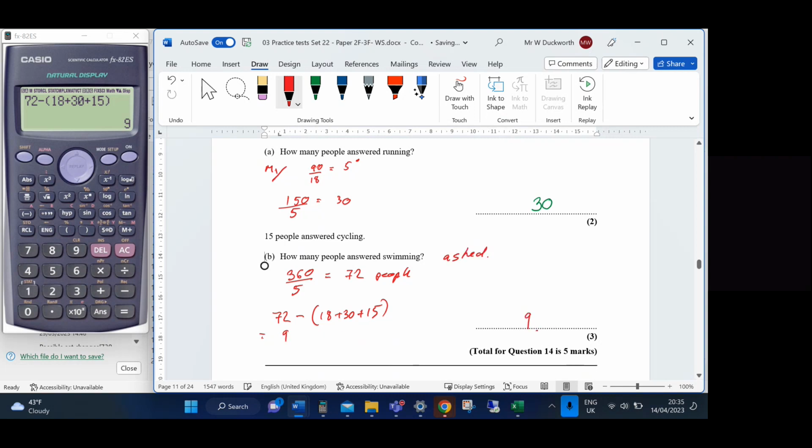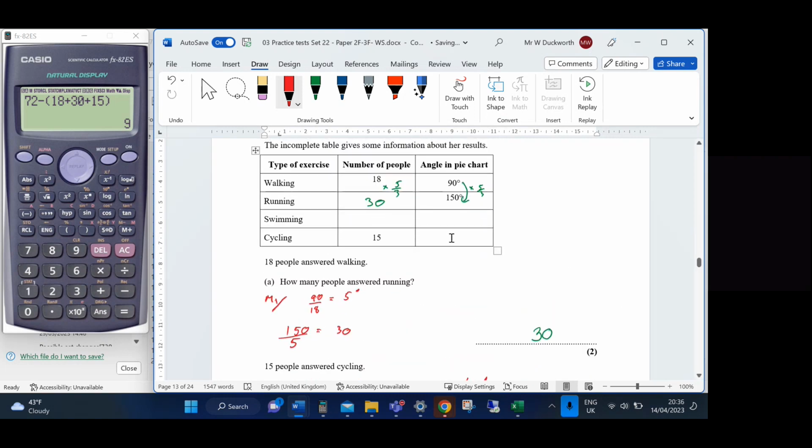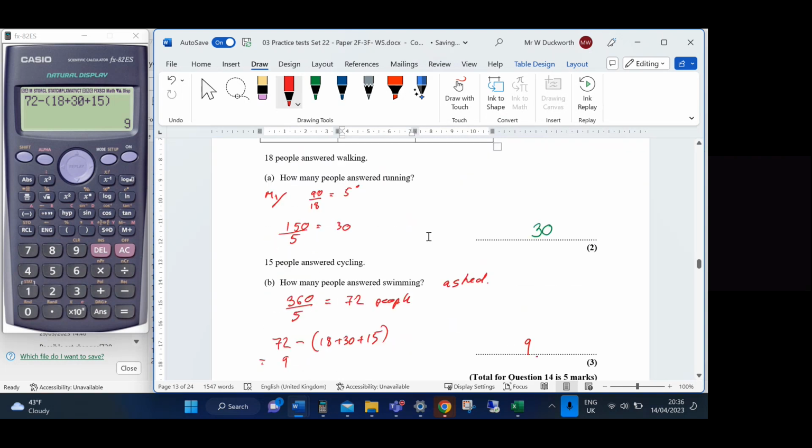So 9 people. And the other method that you could have done is you could have worked out the angle that was associated with cycling. You could have said that the total angles in a pie chart need to add up to 360 and found the missing angle. And then from there, having found out the angle for swimming, worked out the number of people.